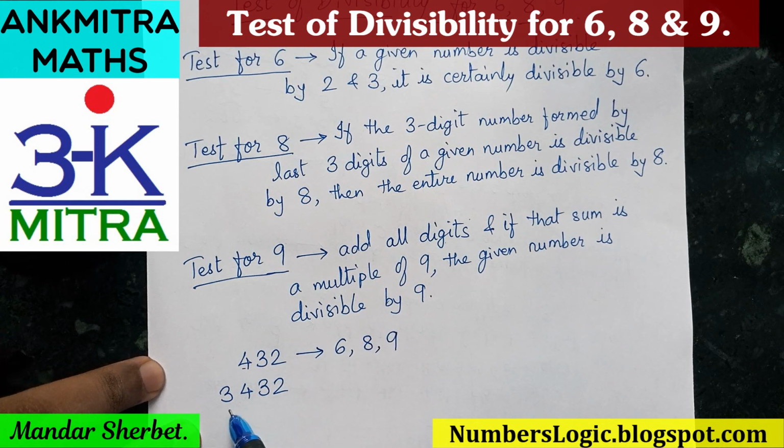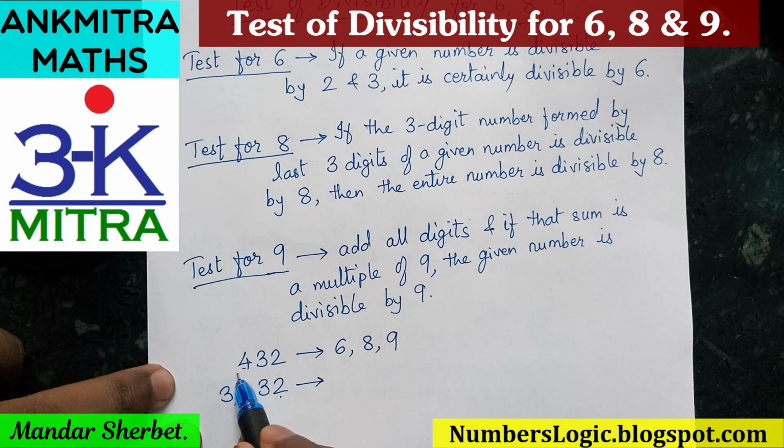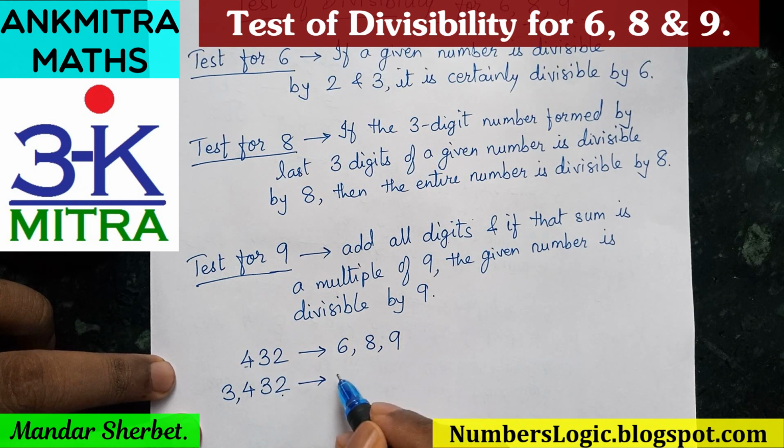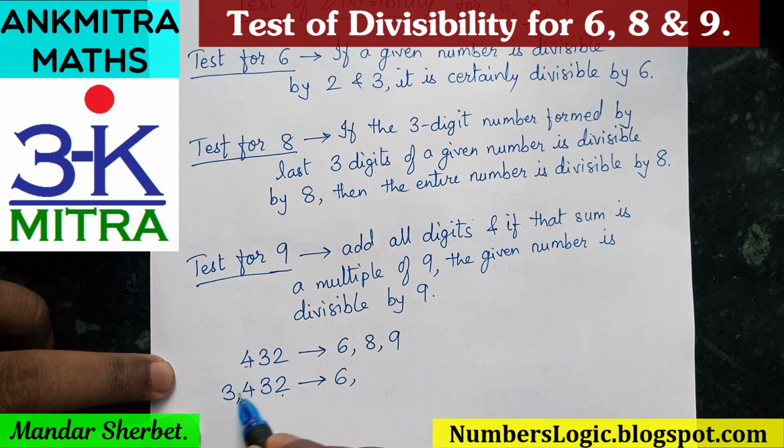Now whether the same will apply to this number 3432, let's check. Since this is an even number, with 2 in the units place, it will be divisible by 2. The sum of the digits will increase by 3 only. The sum was 9 here, so it will be 12 in this case, and 12 being a multiple of 3, it is divisible by 3. So this number is divisible by both 2 as well as 3, and therefore it is divisible by 6. We have already seen that 432 is a multiple of 8, so 3432 will certainly be divisible by 8.